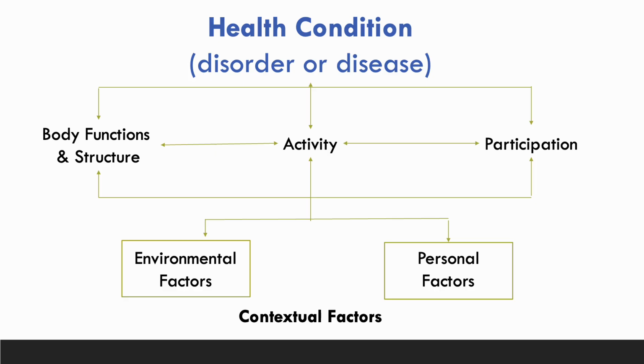So first, we're going to talk about health condition. As we can see, that's our overarching thing at the top. This can be an acute or chronic condition from injury, aging, genetic predisposition, or even pregnancy.